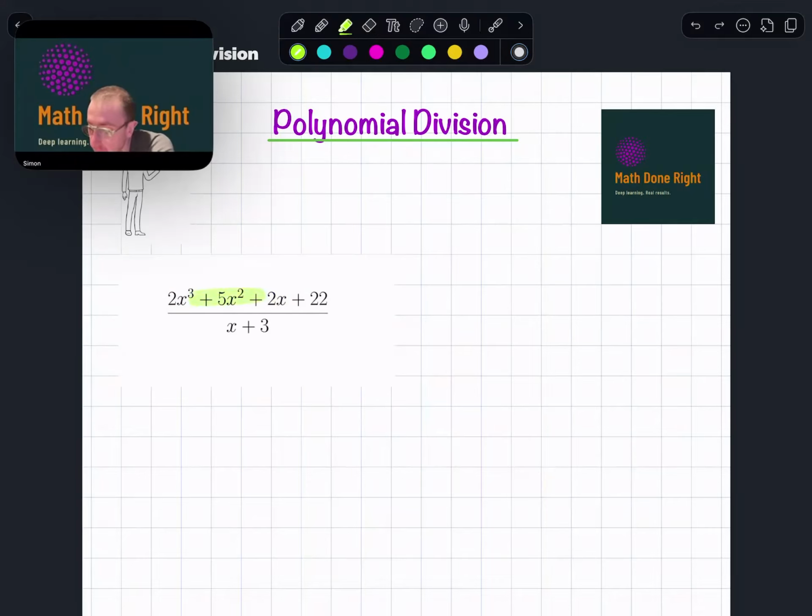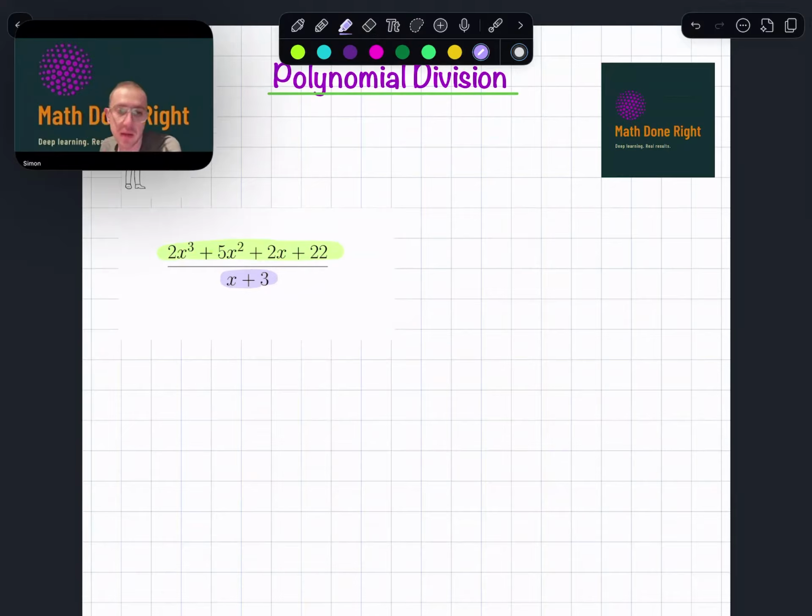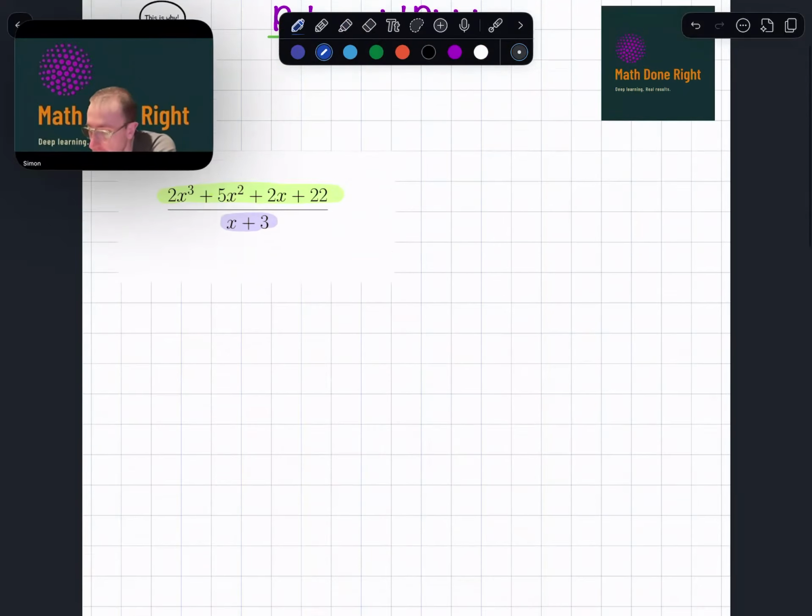Okay, so here we have another polynomial division problem. We want to divide 2x cubed plus 5x squared plus 2x plus 22 by x plus 3. And again, we're going to set this up as a multiplication problem, right? We're going to set up what we call the division statement, which is actually kind of a multiplication statement.